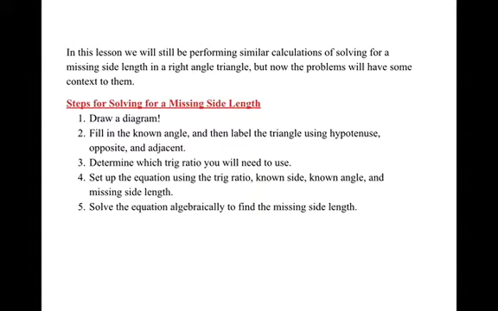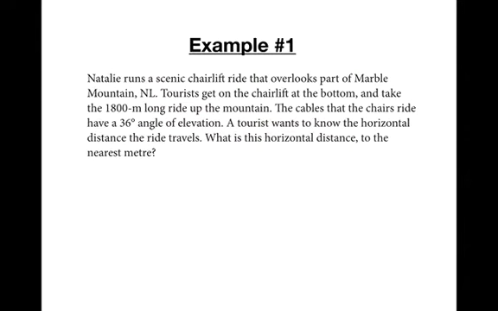If it's a missing side length, draw your diagram, and that's going to be a lot more important now if you're being described things about angle of elevation and depression. You need to make sure you're drawing it in the right spot. Fill in those known angles, label your triangle using opposite, adjacent, hypotenuse, and determine the trig ratio. Set up that equation, and then solve for your missing side length or your missing angle. Same thing, so we're just going to run through some examples on this now.